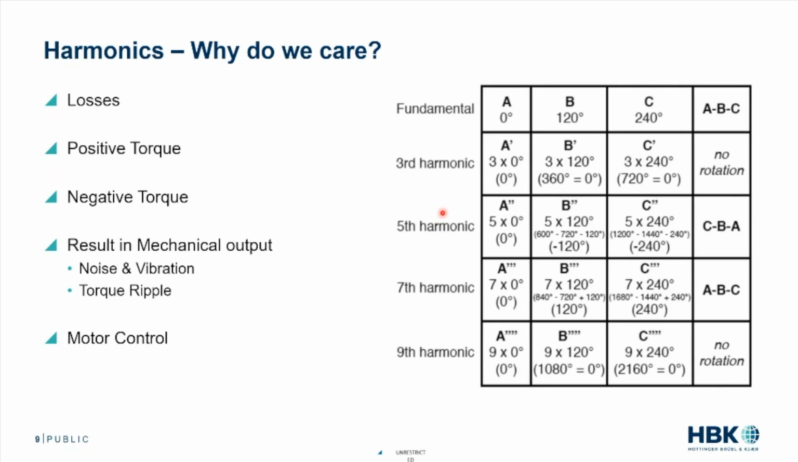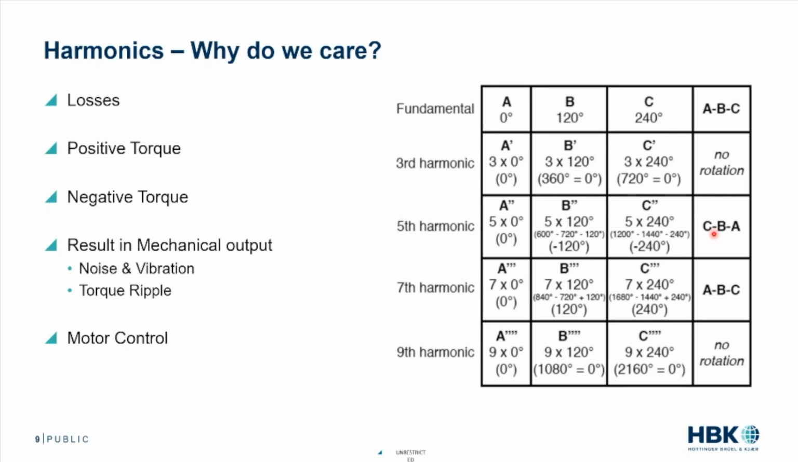So the first one of interest, because we've eliminated our second order harmonics, is our fifth. And again, we go through our math, and now we get A, 5 times 0, 0. Fifth harmonic times 120 is negative 120. Fifth times 240 is negative 240. This guy rotates backwards. The fifth harmonic creates negative torque. It creates a torque that's going CBA. So if my rotation is in the positive direction, my fifth harmonic is causing torque in the negative direction.